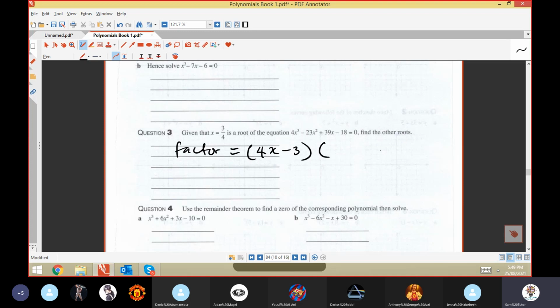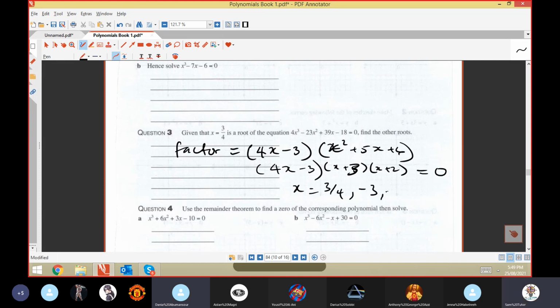Then what do you do to find the other roots? You would write them in factorized form. So let's just say it would be a quadratic, like x squared plus 5x plus 6. Factorize it again, if you can. And then you solve. So if this was hypothetically the three roots, what are the answers? x equals -3 and x equals -2.